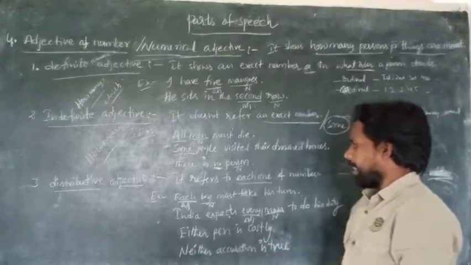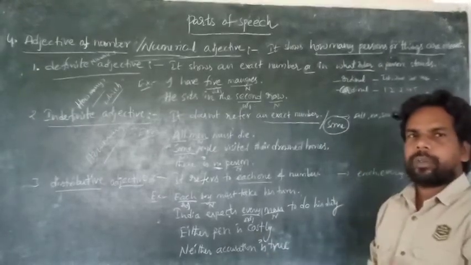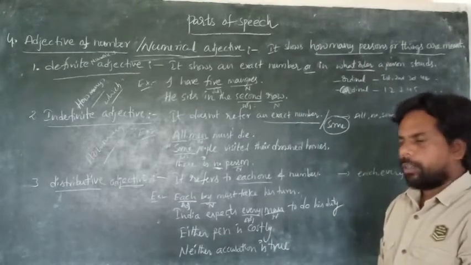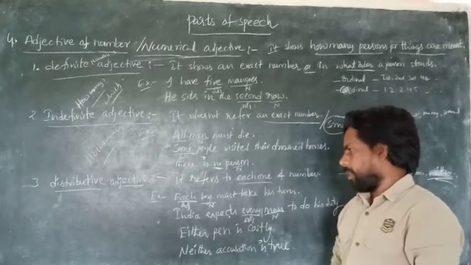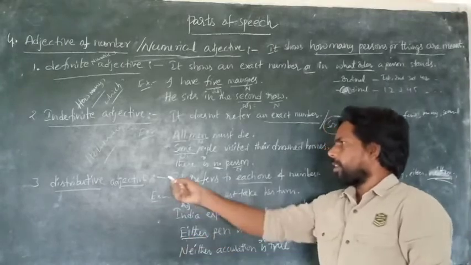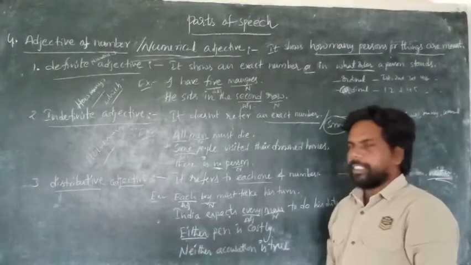Either pen is costly. Either pen is costly means there are two pens. One pen is costly, not two pens. Only one pen is costly. So either is called a distributive adjective.